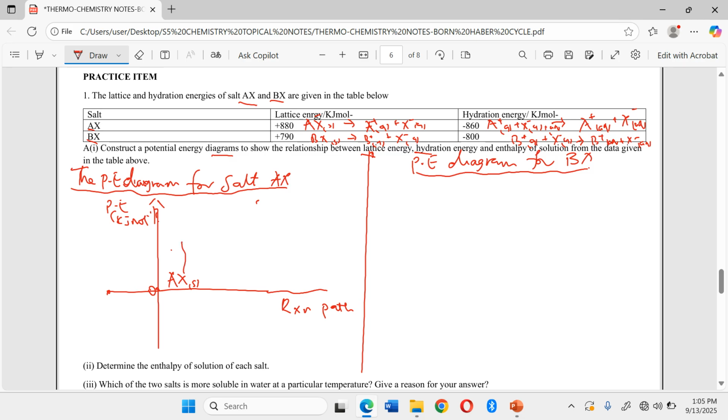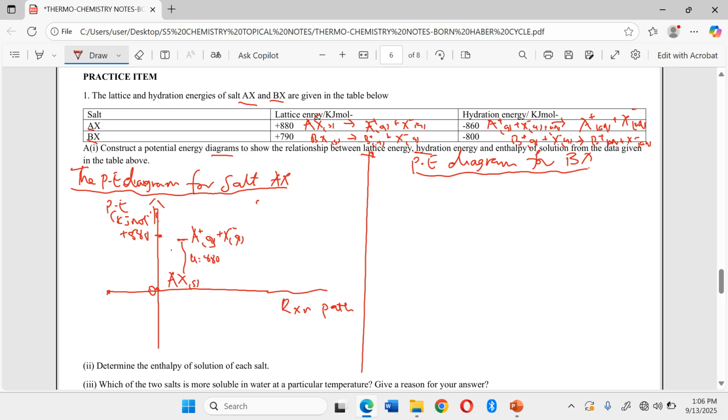It is breaking into gaseous ions, and we are saying that this energy is positive, 880. Why did I move up? Because it is positive. If it was negative, I would be moving down. So at this point we are forming the A gaseous ions plus X, which are also gaseous ions. That is 880, but that is lattice energy, which is 880.